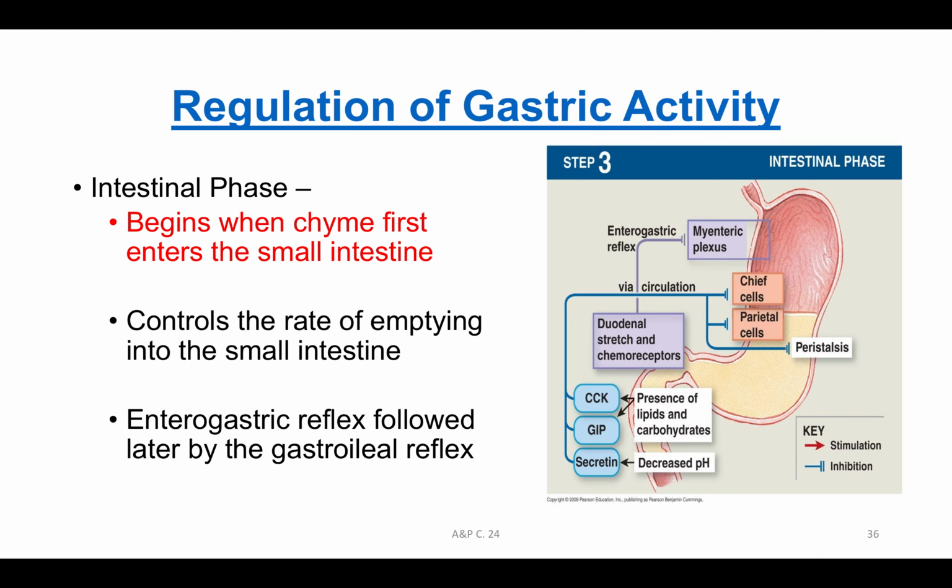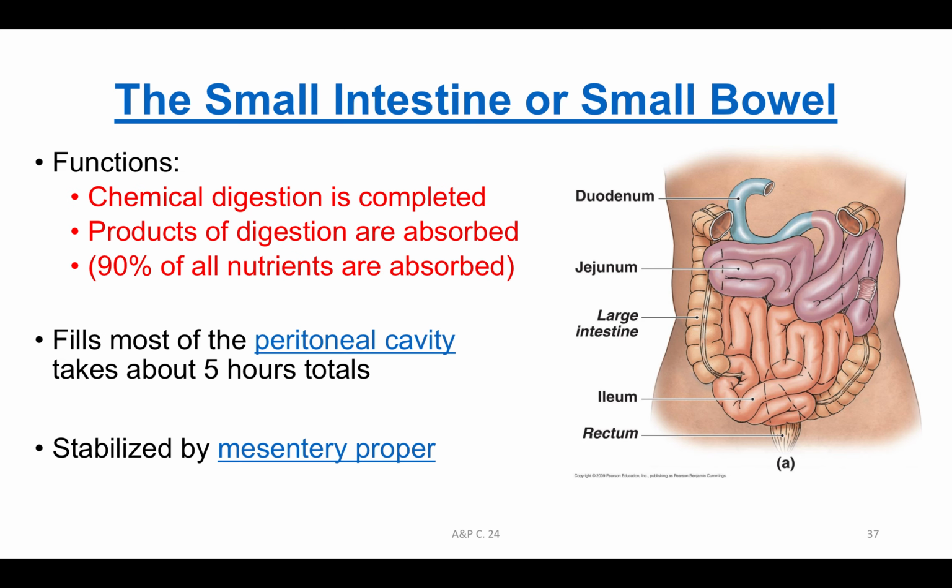And then finally, we have the intestinal phase, which is when that chyme starts to enter the small intestine. There are also hormones to help control how fast that chyme enters the small intestine. So after the stomach, food enters your small intestine, which is where chemical digestion is completed and nutrient absorption takes place.